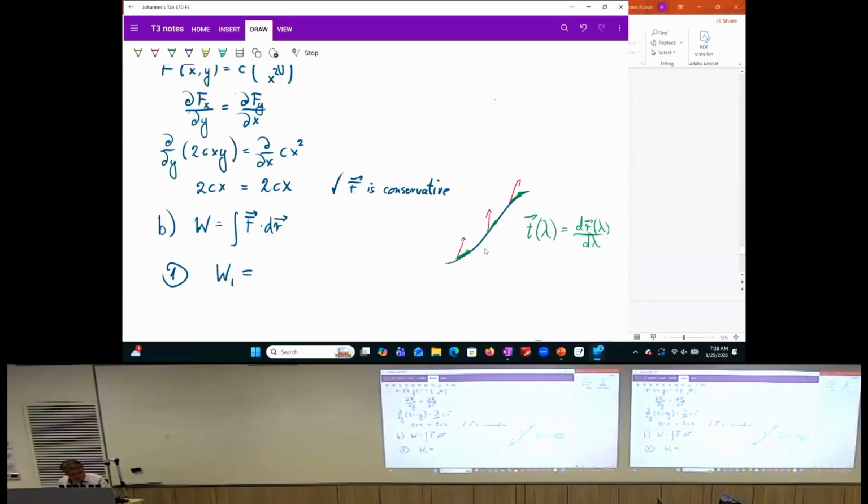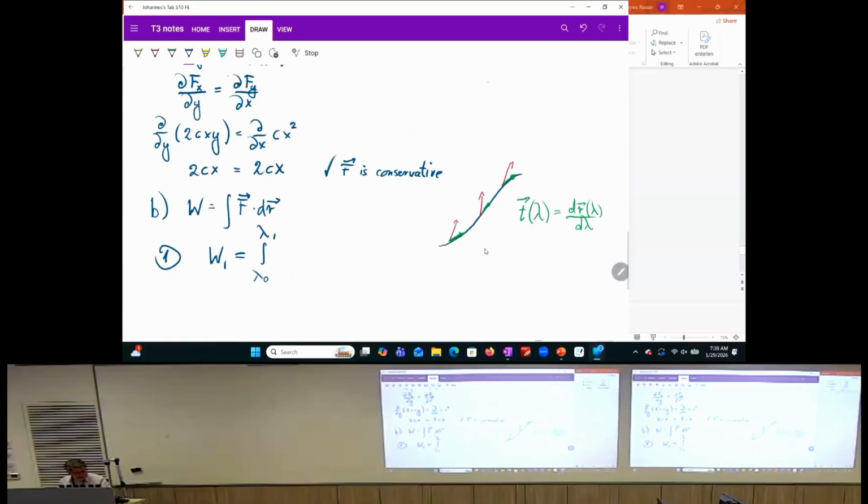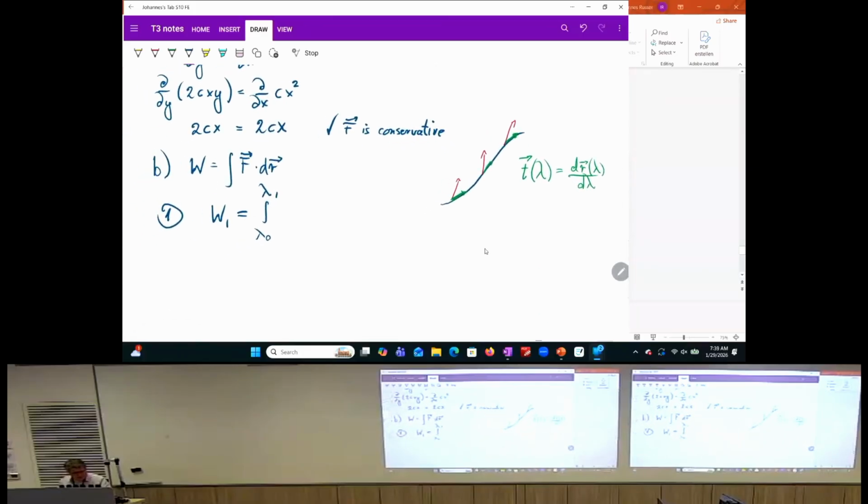We add them all together, then that will be the work for our closed loop. So here we integrate from lambda 0 to lambda 1. So we want to parameterize by lambda. And now how does this parameterization look like? We know that y is equal to x squared, and we parameterize it by saying x equal to lambda. Then our R1, that's basically R1 of lambda. This is our first part.